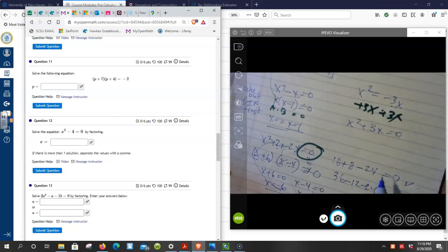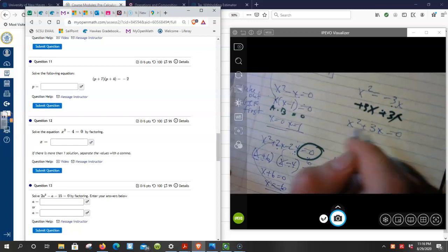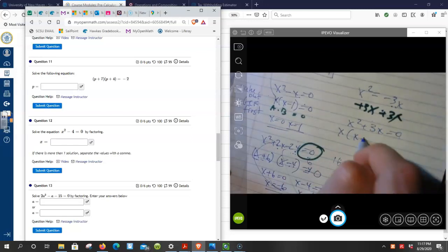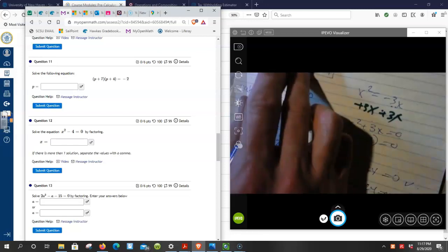I'm not going to finish that one. I want you to do that on your own, but then you try to take out a GCF and get x times x plus 3. And then you solve it just like you did the other ones over here.